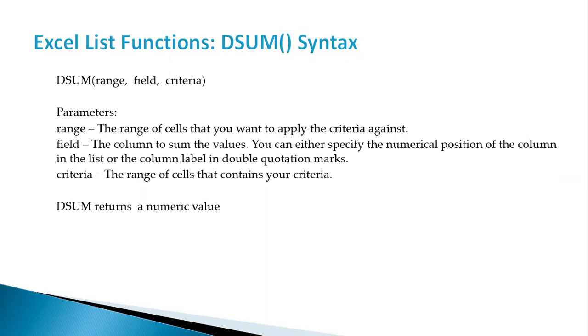If all the 3 parameters are valid, that is, the range or database is valid, the field parameter is valid, and the criteria parameter is valid, then we expect dsum to return a numeric value. It could be an integer or a decimal. But in case one of the parameters is invalid, the function will return an error. It's also important to note that all the 3 parameters are required. None of them is optional. You must specify the range, the field, and the criteria.